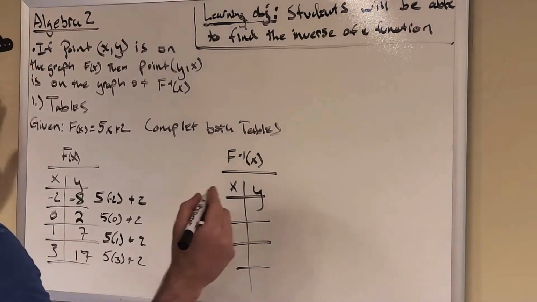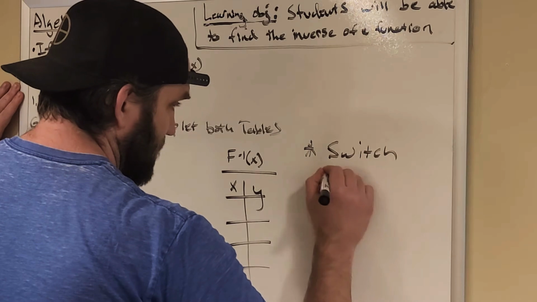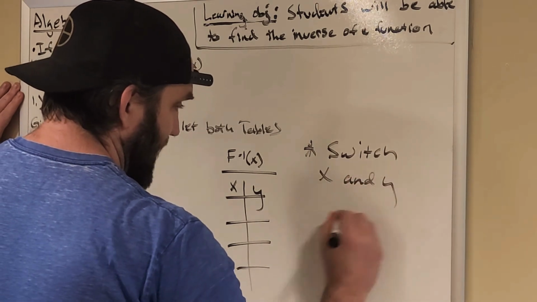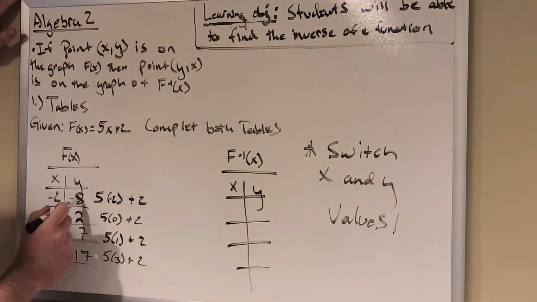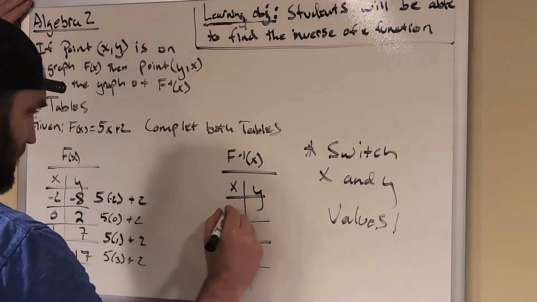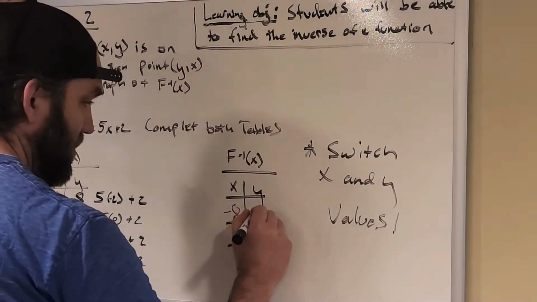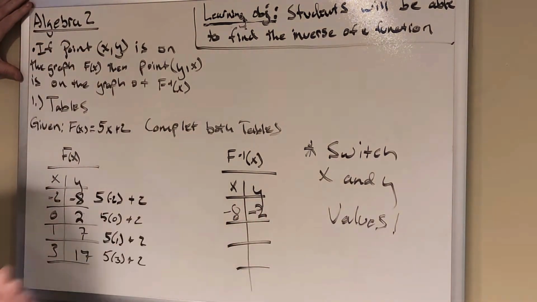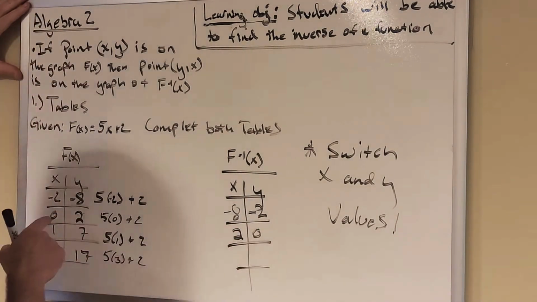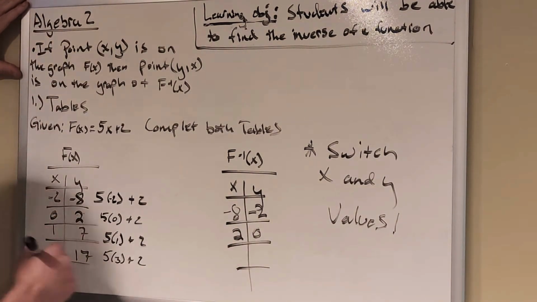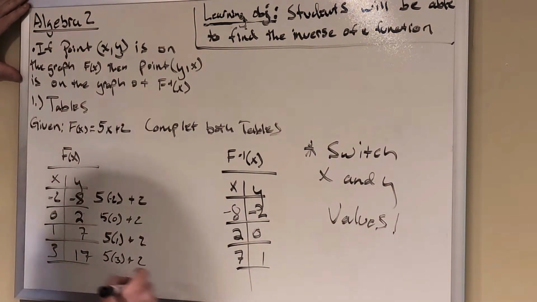All I need to do is switch the x and y values. Meaning, I take my y value, I put it where the x's are. So negative 8 was my y value here. I'm making it an x here. And then my negative 2 was my x here. I'm making it a y. This one's going to be (2, 0), because it's (0, 2). This one's (1, 7), so I'm making it (7, 1). This one's (3, 17), making it (17, 3).